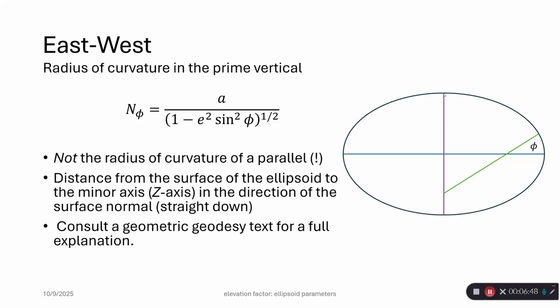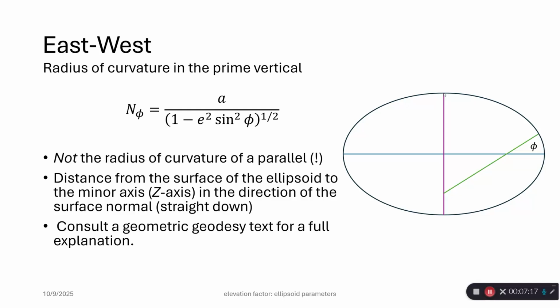This is not what we're interested in. These radii are supposed to be reflective of the radius of the Earth at that point. So hopefully it's clear: we cannot use the radius of curvature of any of the parallels. This is a different thing entirely. I'm not going to show you where this comes from. I'll ask you to consult a book on geometric geodesy to see where it comes from. We don't need to go through that here.